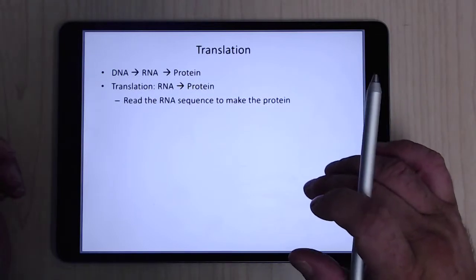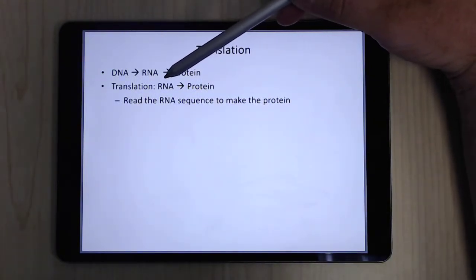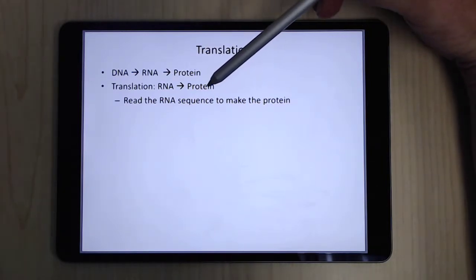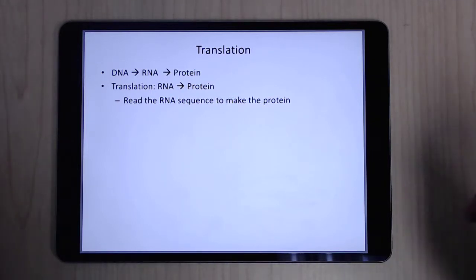Now the next part is called translation. This is where we're going to take RNA to protein. Now, if you can't remember transcription or translation, one, you can go alphabetically.